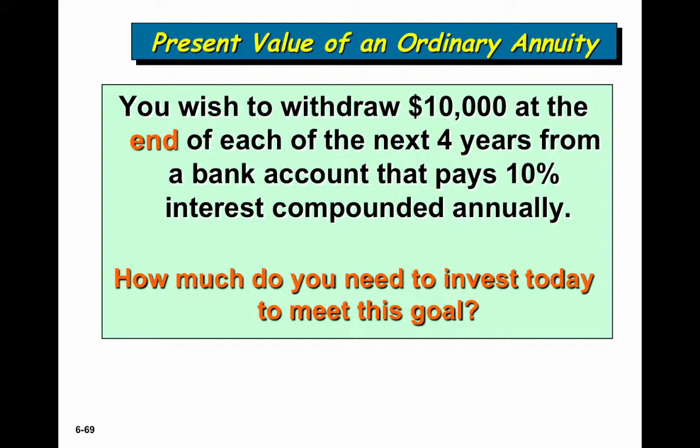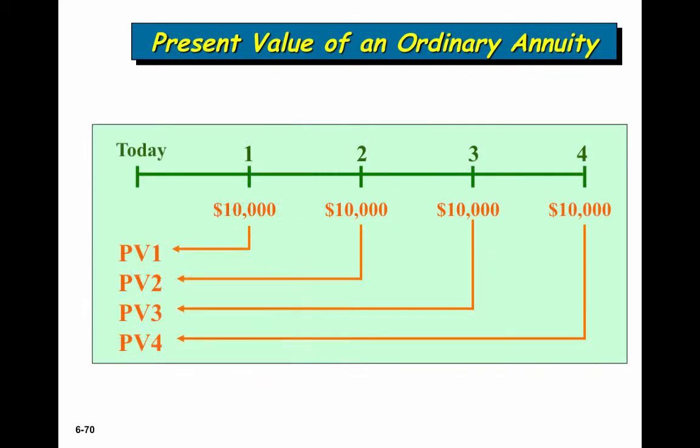Here's another example of an ordinary annuity with a withdrawal, interest compounded annually. How much do you need to invest today? What's the present value that will allow you to withdraw that $10,000 at the end of each of the next 4 years? This is very similar to what I mentioned when I first started talking about these ordinary annuities for present values, in terms of the ability to withdraw amounts based on the amount that's initially deposited.